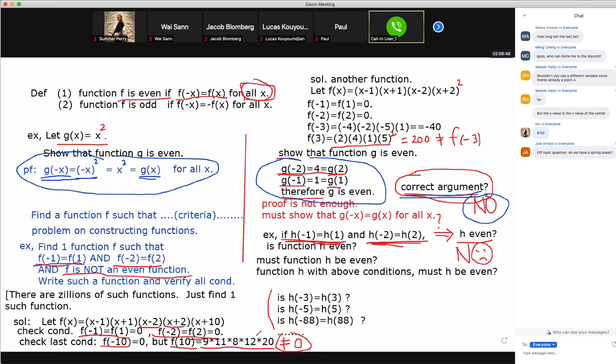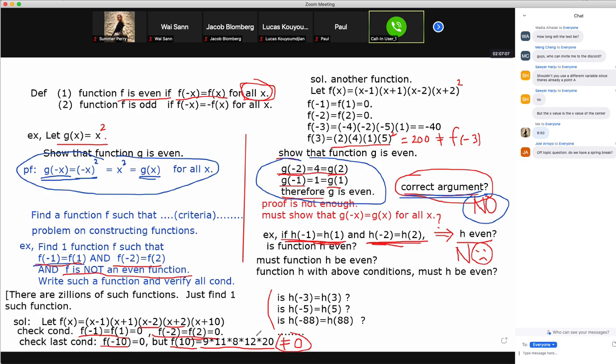So here I have given you 2 examples. But how many functions are there which satisfy all these conditions? There are zeros out there. And by the way, on the test, I could ask you to find not one function, but I can ask you to find 3 functions.